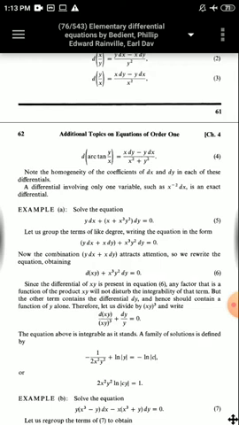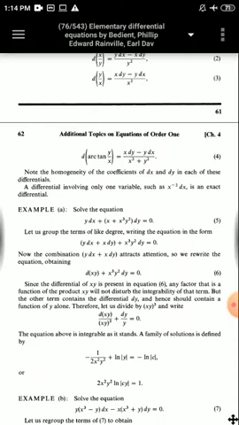A differential involving only one variable, such as x square dx, is an exact differential. Example first: let us try to solve the equation y dx plus x cube y square dy equal to 0.